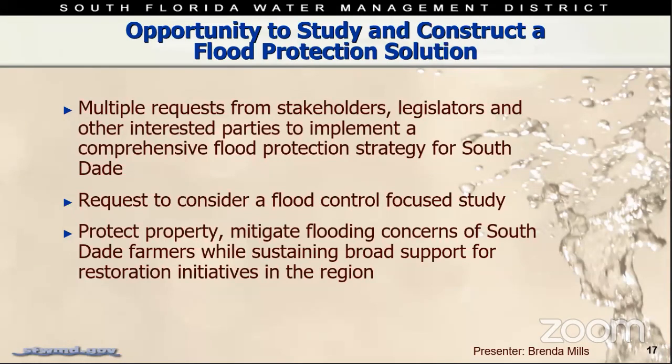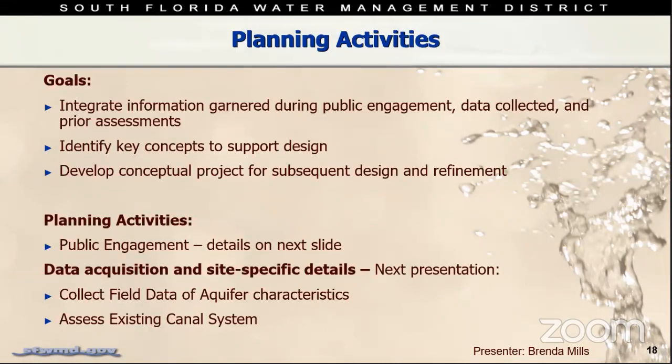So with that said, next slide. That's what we're here today to do. Next slide. So the goal is to integrate different sources of information from the public engagement activities, the data collected and prior assessments, identify key concepts to support the design, and help develop a conceptual project that can move forward towards design and refinement. So the planning activities include today's public workshop and a future workshop, and we'll talk about this more in a second, as well as some data acquisition and site-specific details, which will be presented by Mark Rosner in just a moment.